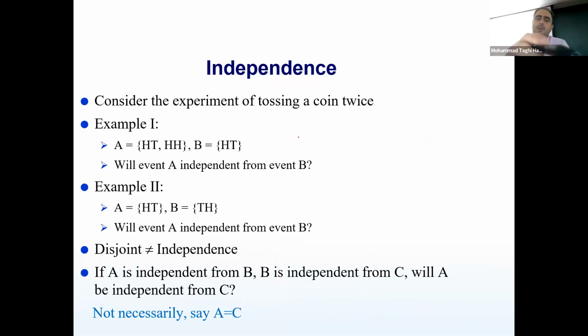An interesting example. Let's see a particular experiment where we are tossing a coin twice. The original experiment. A is HT and HH, head-tail and head-head. B is just HT. Will event A be independent from event B? Let's do the computation. What is the probability of A? Probability of A is 2 out of 4, which is 1/2.